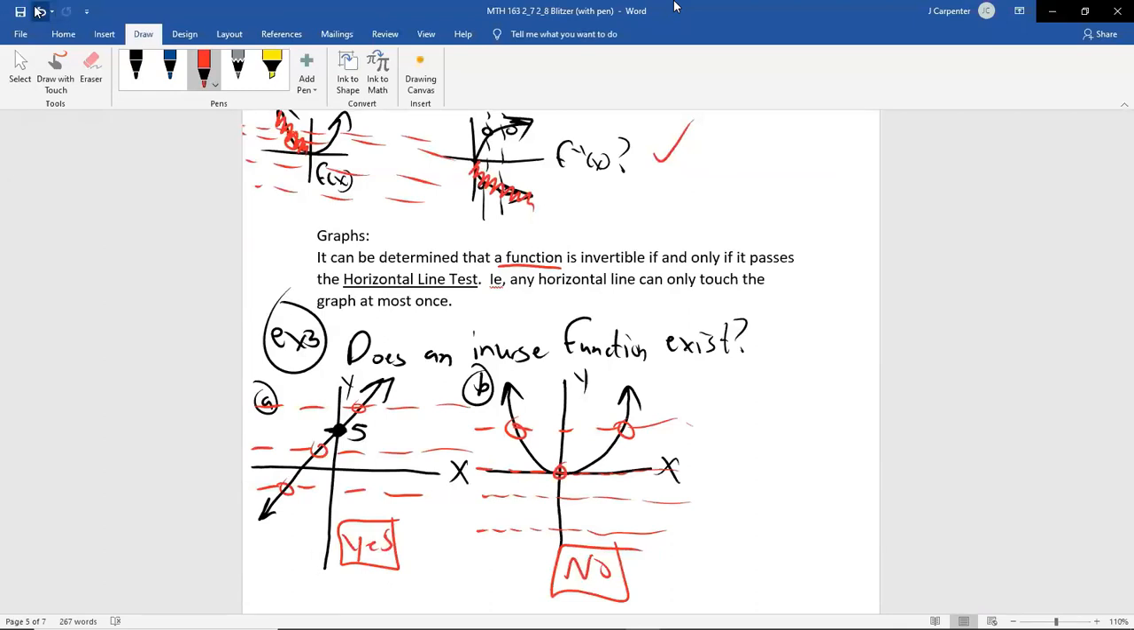Because when you invert a function, left becomes down, right becomes up. So the inverse ends up looking like this, as we already kind of described, and that would fail the vertical line test.